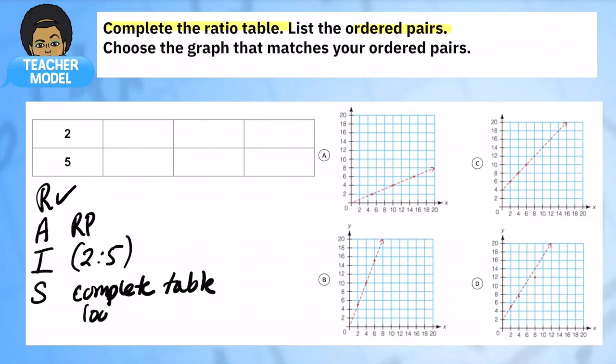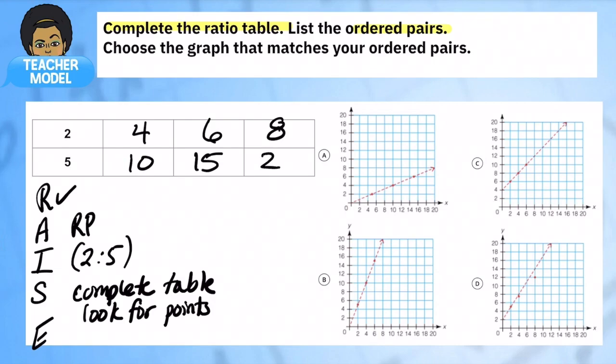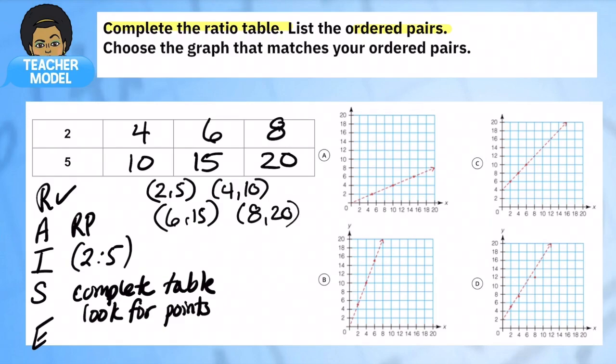And then we're going to look for the points, and we're going to eliminate anything that doesn't work. So all I'm going to do is complete the table. Here are my points. And now let's just see which one matches.